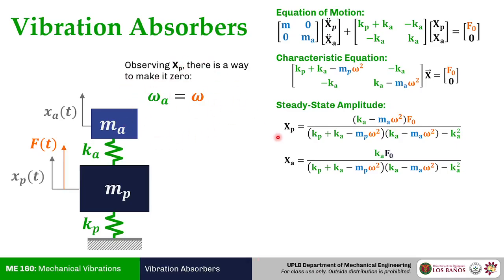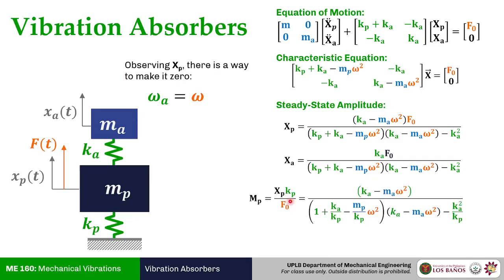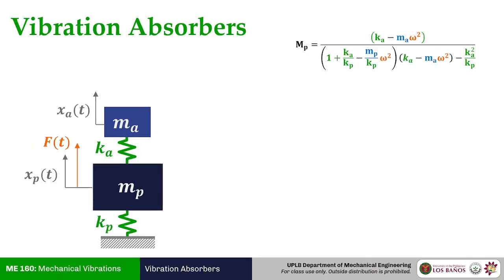Now, since we have amplitudes, we can also normalize these. We can get the primary system magnification. So it's just F naught over K sub P, and we get this relationship. Now, you'll notice that this will get messy if we do not simplify the fractions. So we will define new terms.